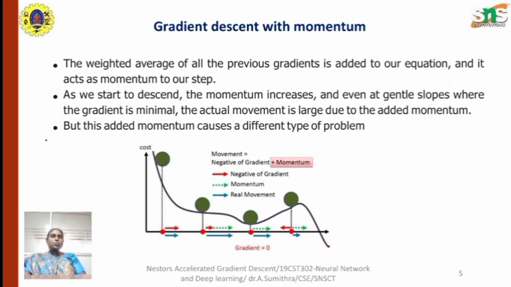The update rule for gradient descent with momentum is given by v of t plus 1 is equal to gamma times v of t plus alpha times the gradient of L of theta t, and theta of t plus 1 is equal to theta of t minus v of t plus 1, where v of t is the velocity or the momentum at iteration t, and gamma is the momentum term, typically between 0 and 1. Alpha is the learning rate and the gradient of L of theta t is the gradient of the loss function.